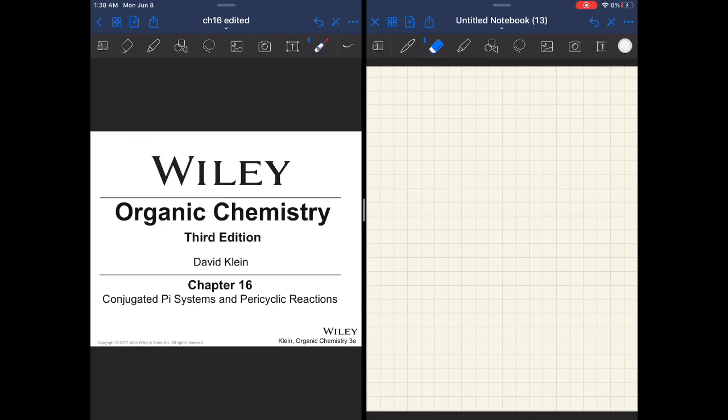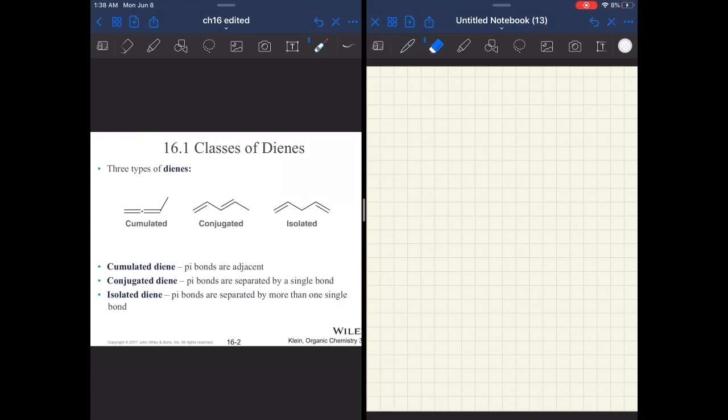Okay, so getting into conjugated chemistry and pericyclic reactions, we need to talk about dienes. Now, there's no new nomenclature in this chapter because we're dealing with alkenes. You guys already know how to name those. But we're now going to talk about dienes, where we have 2 double bonds and the different kinds of chemistry that result when those double bonds are arranged in different ways.